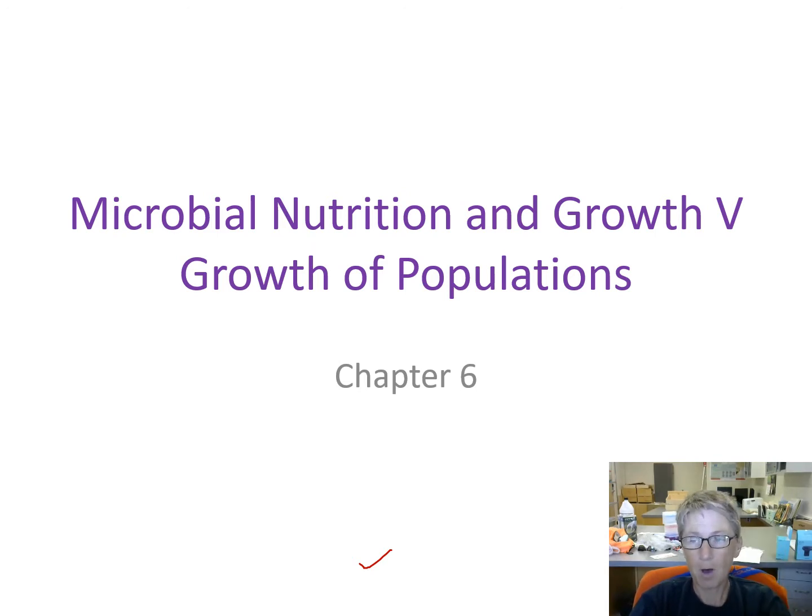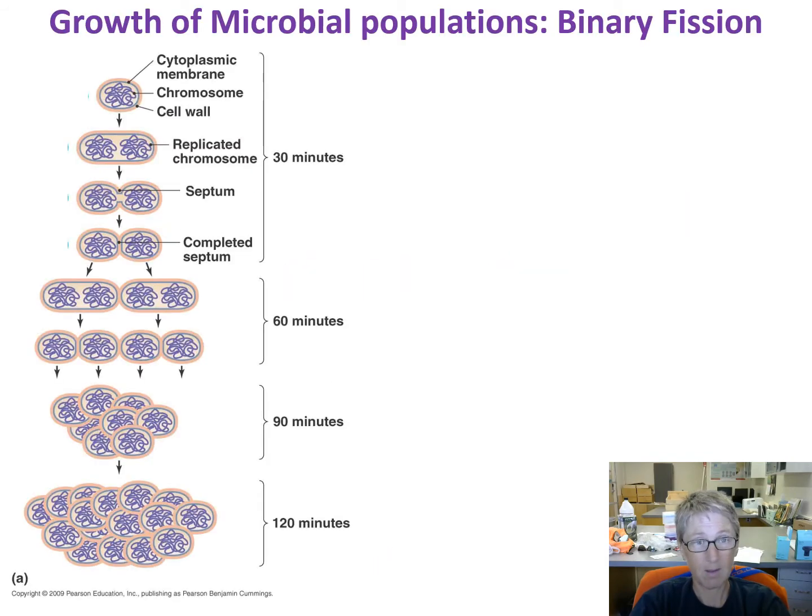This is growth of populations of cells. The way that microbes grow, they use this process called binary fission. As shown in the cartoon, here is a mother cell, a mother microbe, with the cytoplasmic membrane, and the cell wall is superficial to the cytoplasmic membrane. The chromosome replicates, and in this cartoon it takes about 30 minutes. Chromosome replicates, and then there's a septum, that's Latin for wall, that forms, and the septum is complete.